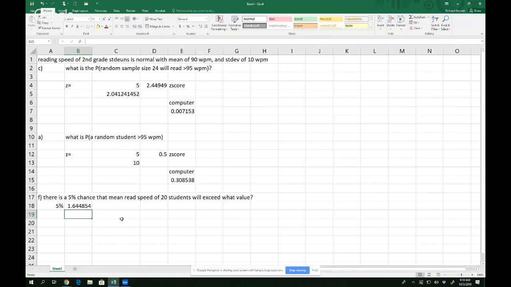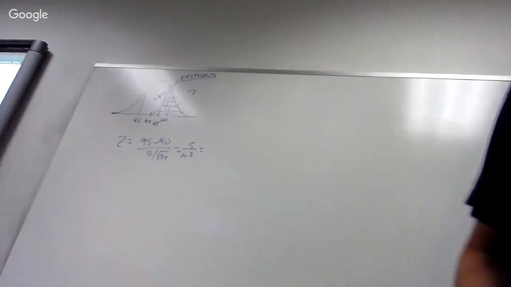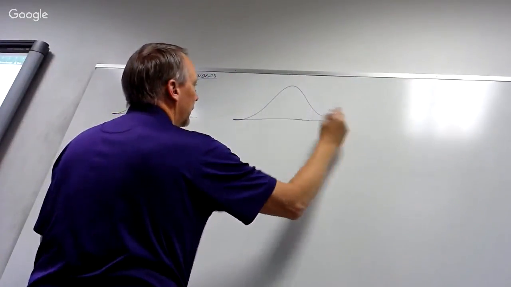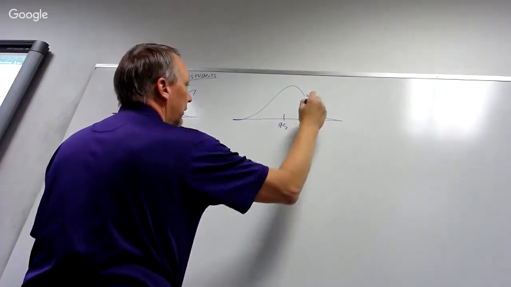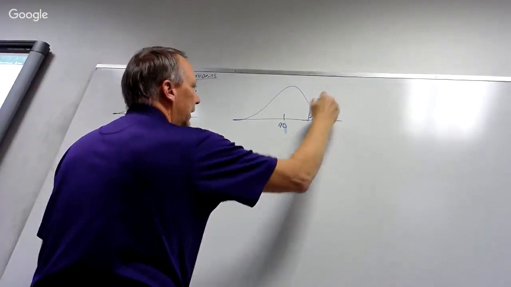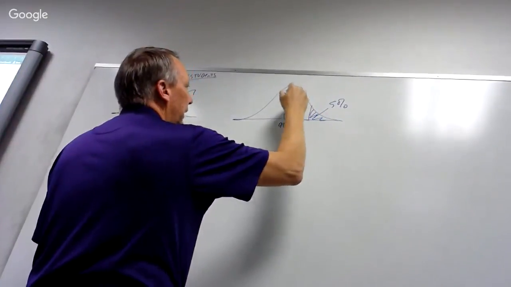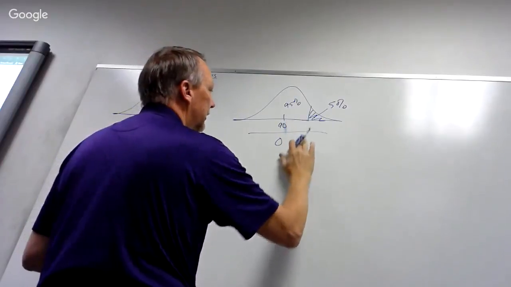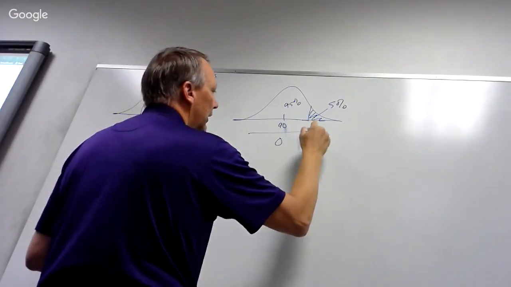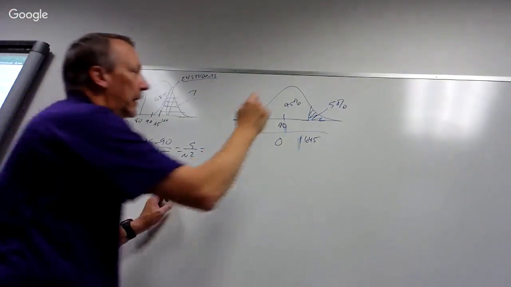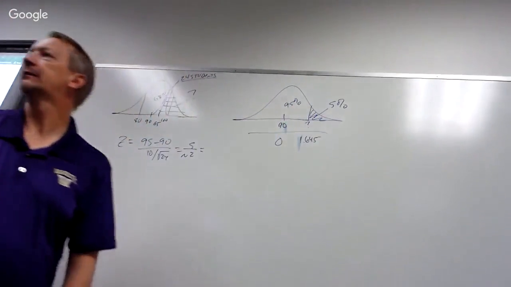This one's actually easier to do on paper, but maybe I'll go back to the screen here. So the idea here is we've got a mean reading speed of 90. We want 5% here, which means we've got 95% here. We convert that to 0 and we're 1.645 standard deviations away, right? So we want to figure out what this value is here.